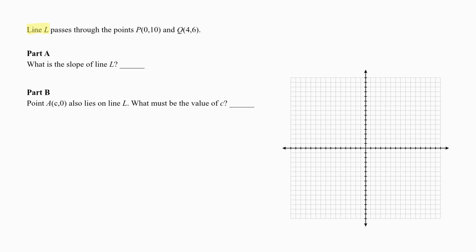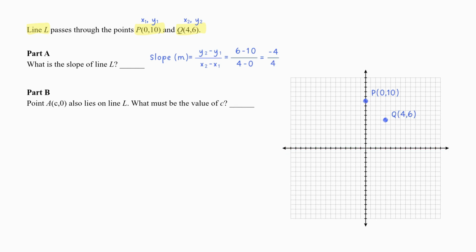Let's identify our points. We have point P at (0, 10), and point Q at (4, 6). The easiest way to do this is to see how much the y values changed and divide that by how much the x values changed. We are going to use the slope formula. The rise, which is the change in y, 6 minus 10, equals negative 4. The run, which is the change in x, 4 minus 0, is equal to 4.